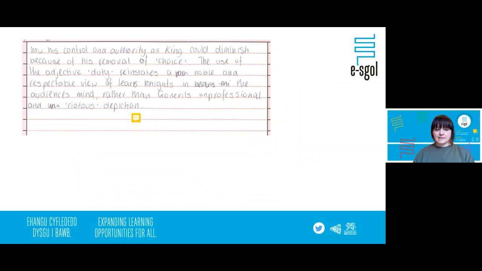It ends then with the use of the adjective duty, which reinstates a noble and respectful view of Lear's knights in the audience's mind rather than Goneril's unprofessional and unrighteous depiction. So it constantly goes back to the idea of Goneril and Lear, okay? And this is very much a consistent band 3 response with 9 for AO1, 18 for AO2, giving a total of 27 out of 45. So a consistent band 3 response. The candidate throughout is clearly engaged with the extract, chooses nice quotations from the text, and offers that quite purposeful analysis.